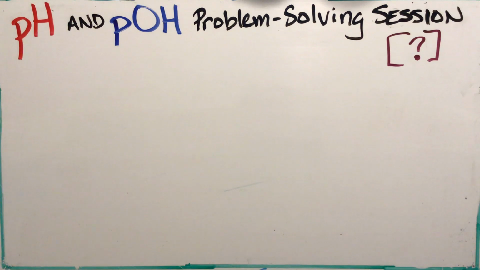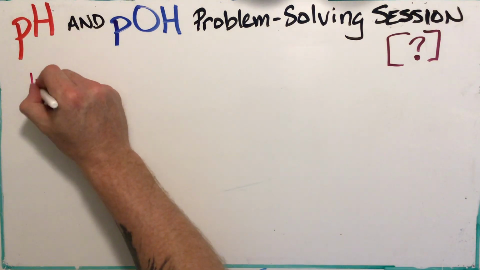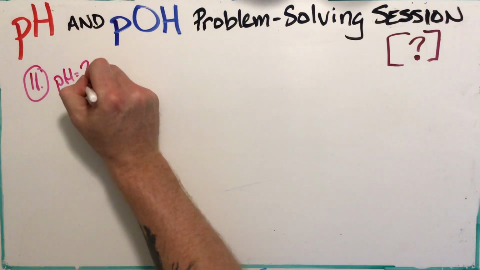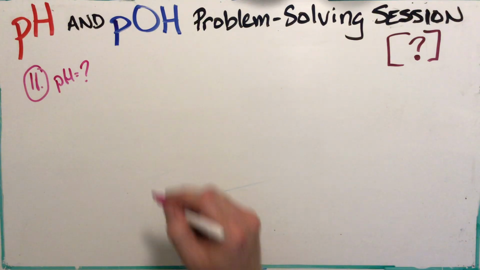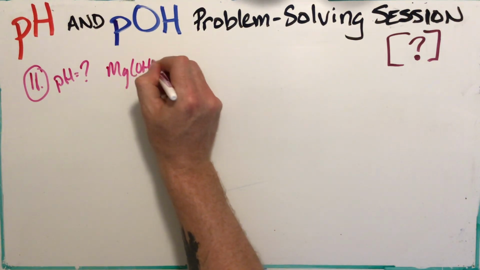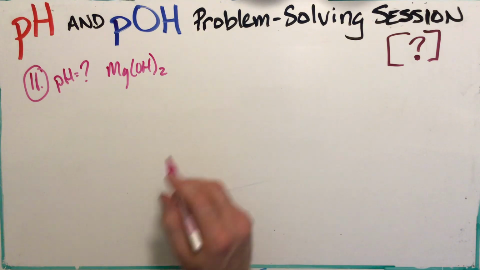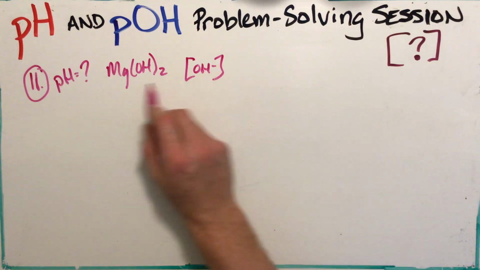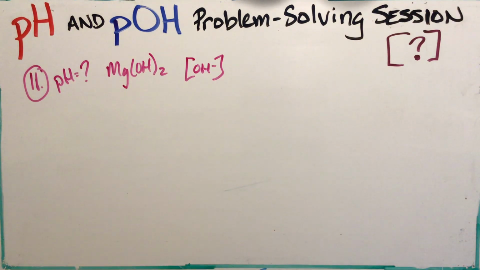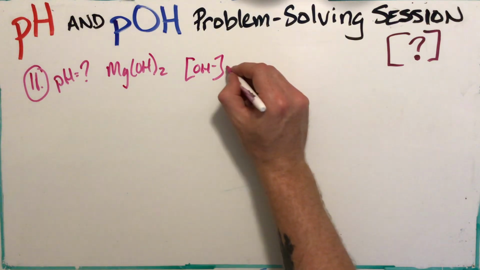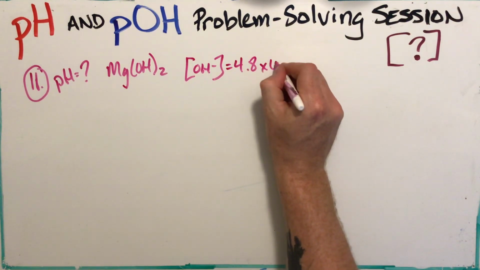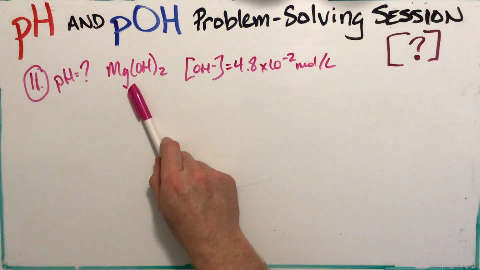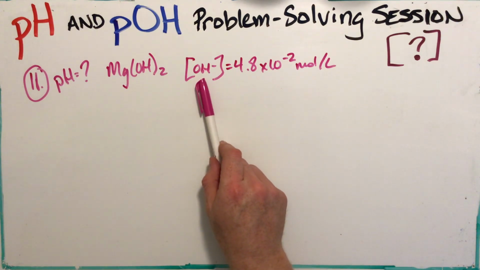Number 11. Do number 11 in pink here. All right, number 11 is asking, what is the pH of magnesium hydroxide that has a hydroxide ion concentration? So again, the concentration given is hydroxide, not the magnesium hydroxide. 4.8 times 10 to the negative 2 moles per liter. All right, so again, this is the base, but they've already given me the OH.